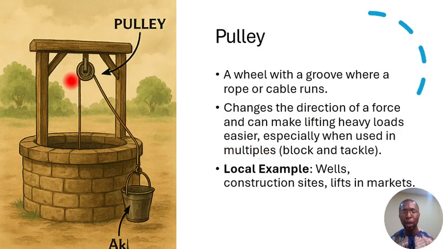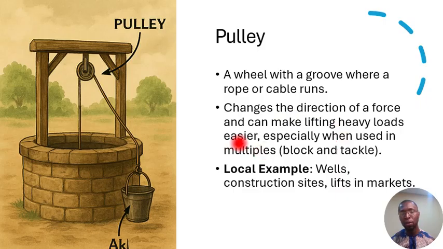It is applicable in a well. You can see it's attached to a well most of the time. When you want to draw water from the well, you make use of a pulley. So as you're applying your force on the rope through the groove and the wheel, the object begins to come up. Okay, so it makes the force we apply to lift our object easy, just applying little force.